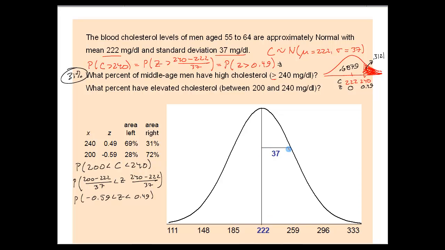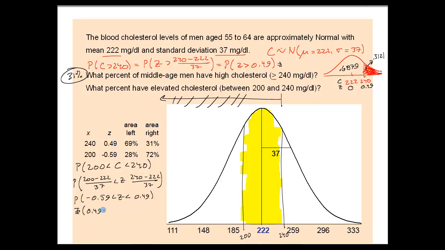So this picture shows us one standard deviation. Let's go ahead and look at what else this picture shows. So let's say 200 is right here, and let's say 240 is somewhere right here. So what I'm trying to find is this area within 200 and 240 milligrams. Okay, so I'm looking for this area right here. Well, what I'll do is I'll find the area to the left of 240, which is to the left of 0.49 standard deviations. And then I'll subtract off the area that's to the left of 200 for the lower end of my cholesterol level. So the way that this will look for our probability tables is I'll have phi of 0.49 minus phi of negative 0.59.